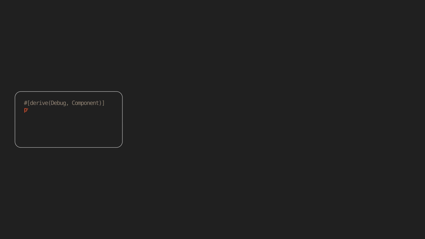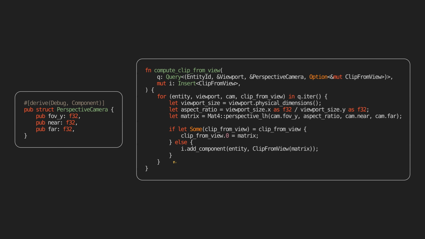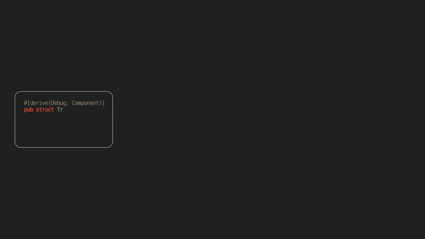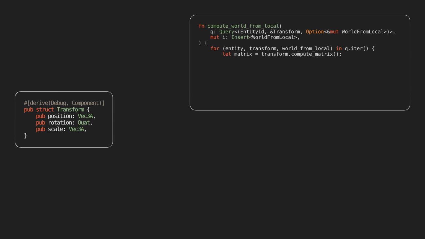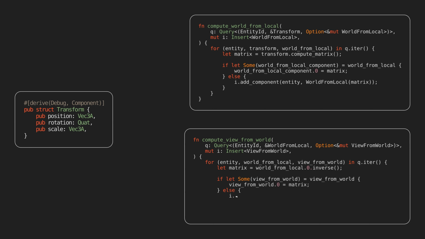So I also added some helper functionality for this. First, I added another component called perspective camera, which stores the parameters needed for a really basic perspective projection. Then I added a system which looks for this component and generates the resulting clip from view matrix. Similarly, for the world from local, I created the transform component, which provides an easy way for the user to specify the position, rotation and scaling of any object. And a corresponding system creates the world from local matrix from these properties. And because the view space is just the local space of the camera, we can just take its world from local matrix, invert it, and we have the view from world matrix.